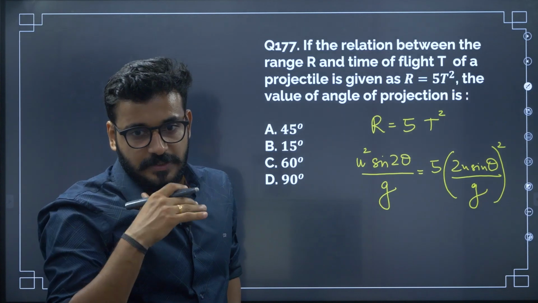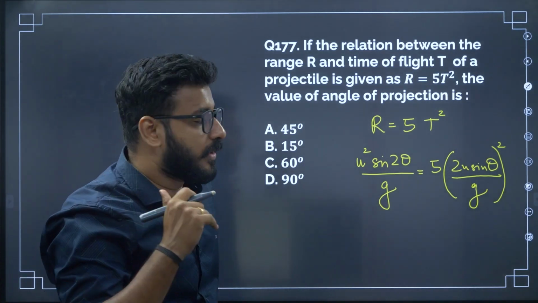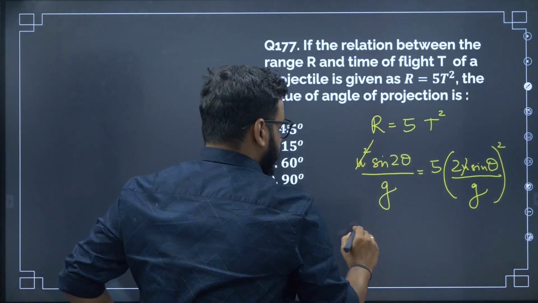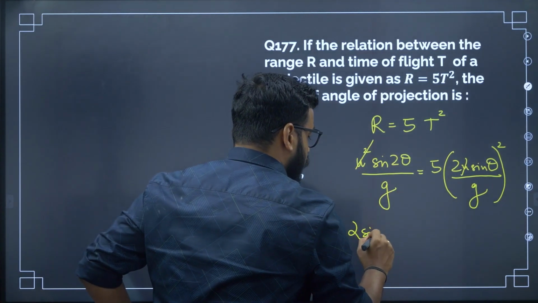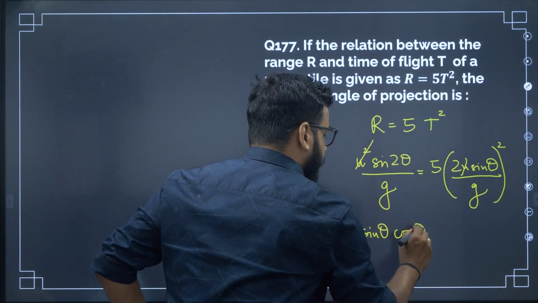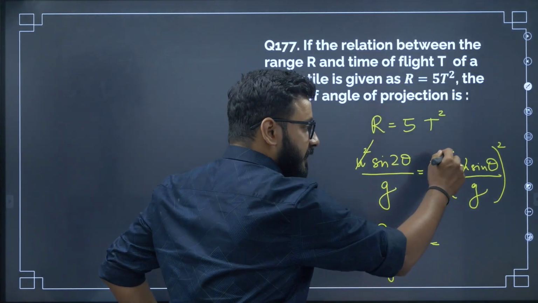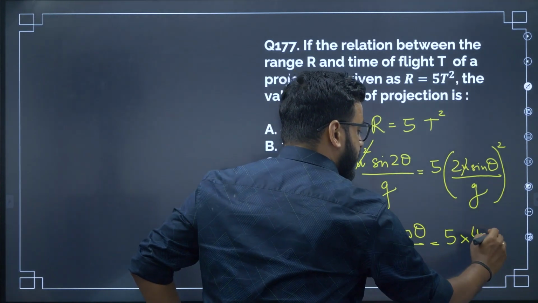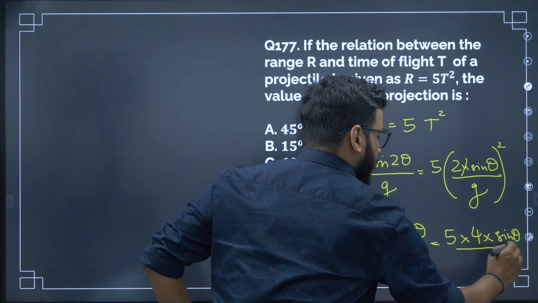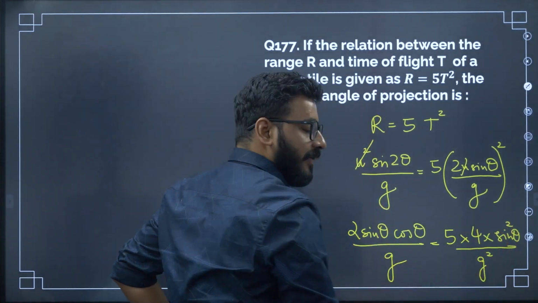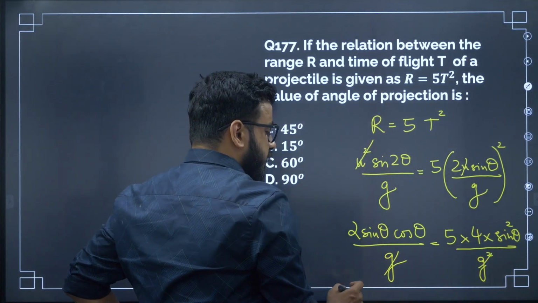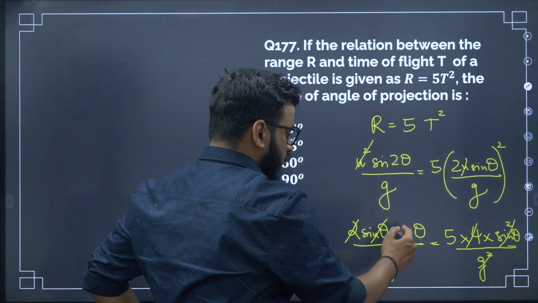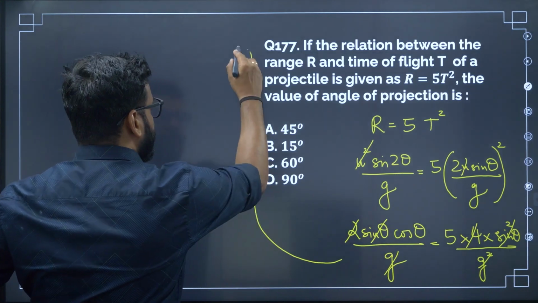So the formula substitution must be precise, otherwise there are chances that you can make a mistake. So first of all, u square and this u square will get cancelled. What is remaining? Sine 2 theta, I will write it as 2 sine theta cos theta divided by g. On the other side we have 5 into 2 square, 4, into sine square theta divided by g square. So g square, g goes, sine theta, sine square theta goes, 2 and 4 goes.